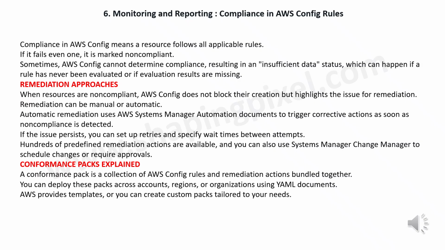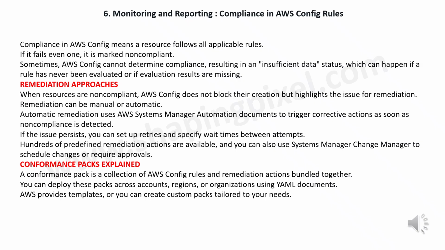Remediation can be manual or automatic. Automatic remediation uses AWS Systems Manager automation documents to trigger corrective actions as soon as non-compliance is detected. If the issue persists, you can set up retries and specify wait times between attempts. Hundreds of predefined remediation actions are available, and you can also use Systems Manager Change Manager to schedule changes or require approvals.